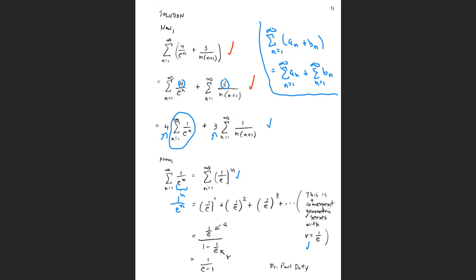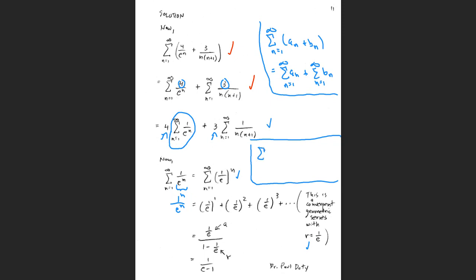So we learned that in section 8.2, we learned about geometric series, and we learned that under certain conditions, a geometric series will converge. And so formula 4 in the book, this is the formula.